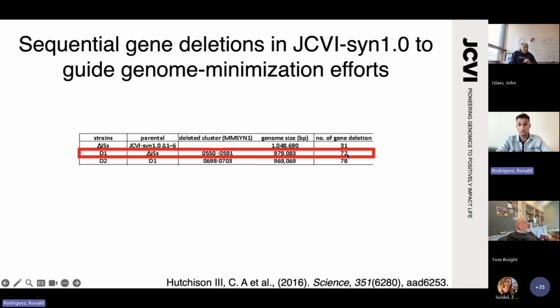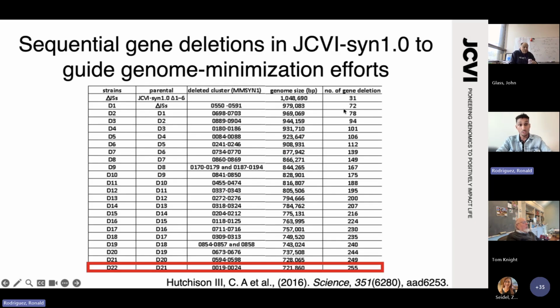If you take away an additional 41 genes from SYN 1.0, you get what's called D1. And then D2, D3, you slowly increase the number of genes that you delete sequentially. And we have 22 of these strains. D22 has 255 genes deleted. So I took advantage of these strains that we have, and I did the same experiments as before, extracted RNA, did qPCR. And I did this with D22 because it has the largest gene deletion in the set.